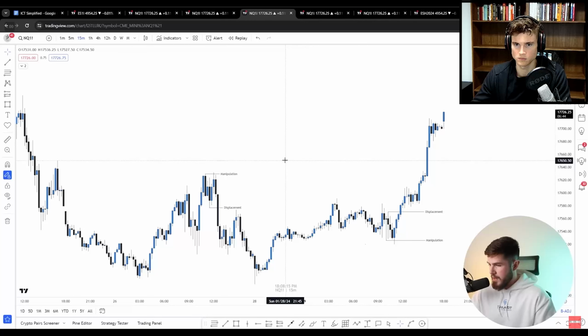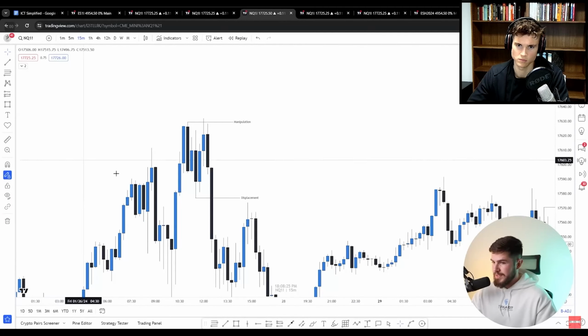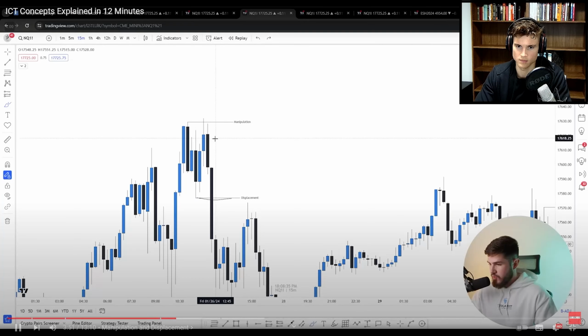Next, we're going to talk about manipulation and displacement, and this is how you make sure you're drawing the proper market structure. Notice how in this example up here, the market barely tapped up above this high. So we look at that as a manipulation because it didn't really push through. Now, if we look right here, that's going to be a displacement because the market pushed an energetic leg through that low. Okay, it's basically just talking about a fake out.